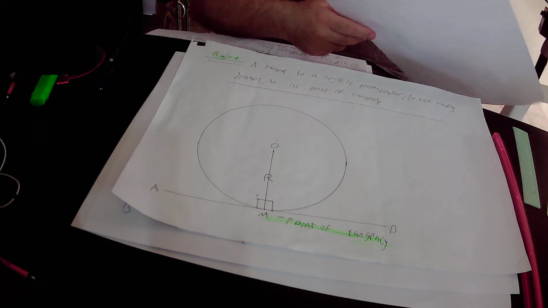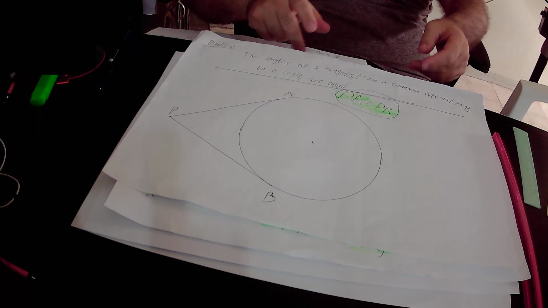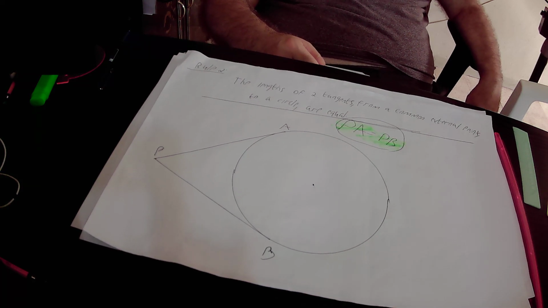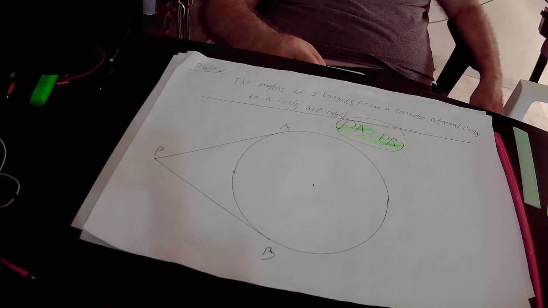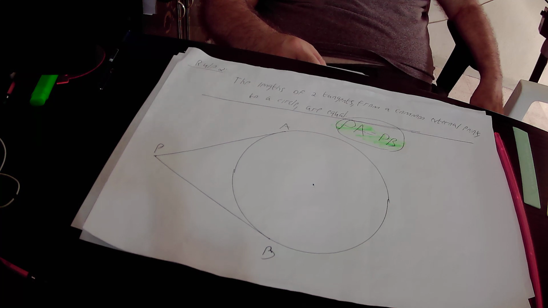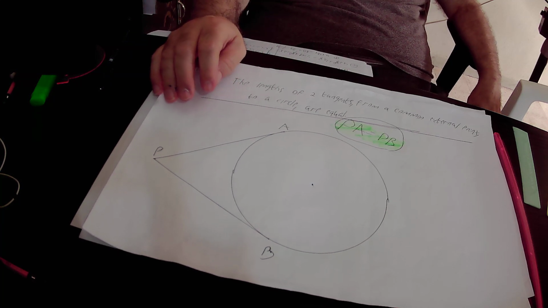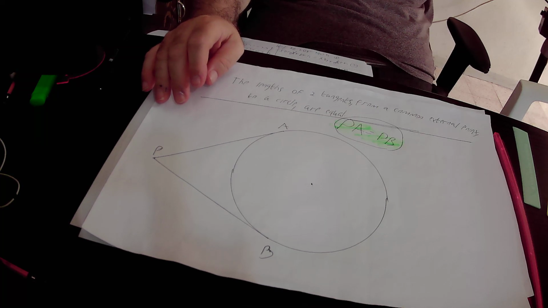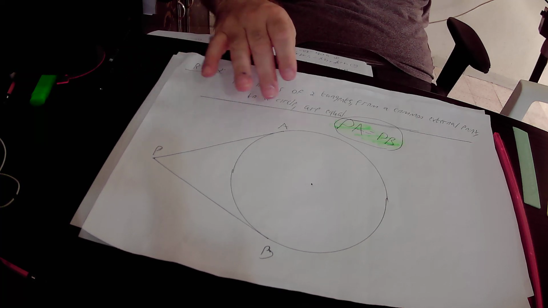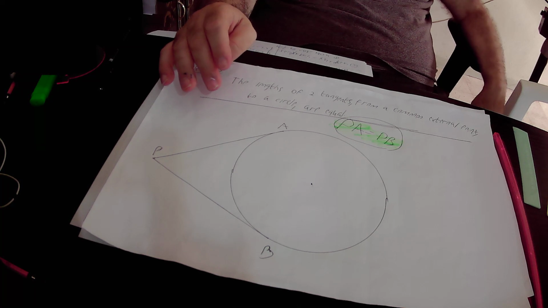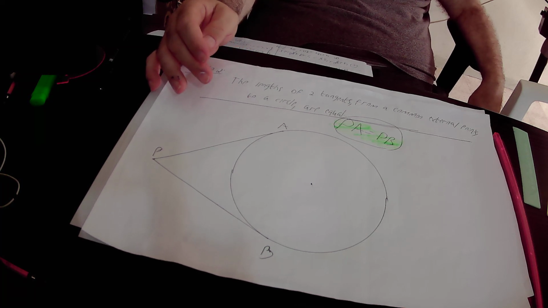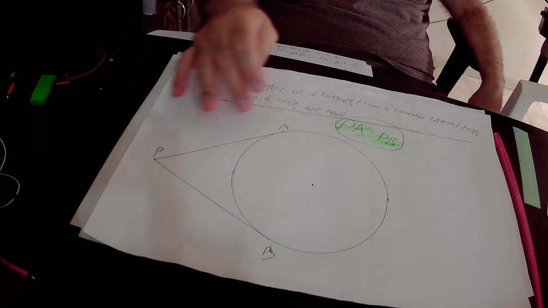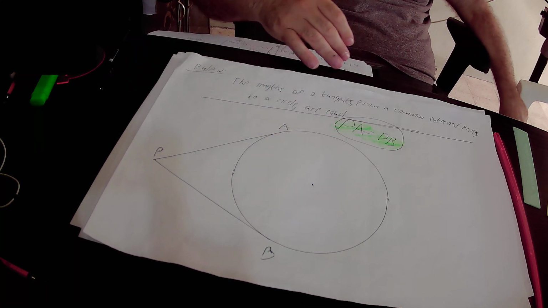Then I present to you rule number 2. According to rule number 2, the lengths of two tangents from a common external point to a circle are equal. Here we have the common external point P. From point P, we have two tangents to the circle, tangent PA and tangent PB. According to rule number 2, the lengths of those two tangents are equal to each other, that is to say PA is equal to PB.